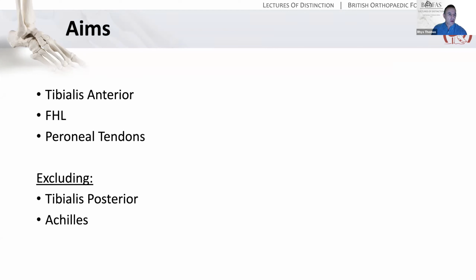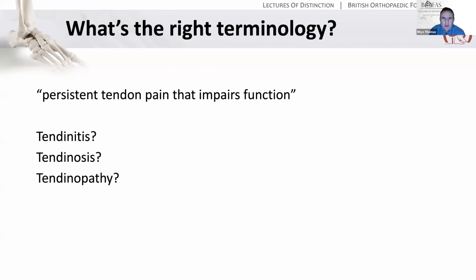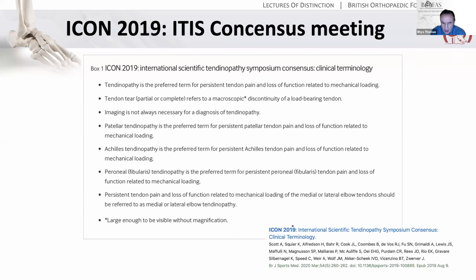So when we think about tendons, there's always been quite a controversy and quite a lot of discussion about what we should call and what we should use as the right terminology. And what we're talking about essentially is persistent tendon pain that impairs function. So luckily there was a meeting held last year, which was written up in a fairly recent British Journal of Sports Medicine, which was essentially a consensus meeting around the terminology regarding tendon pain.